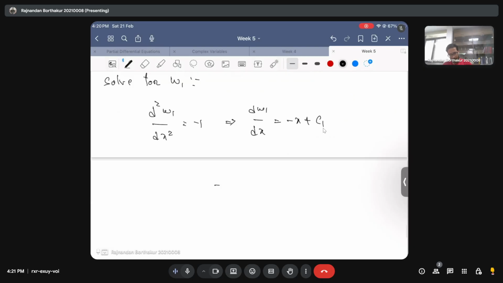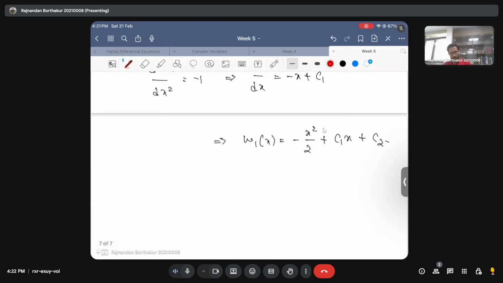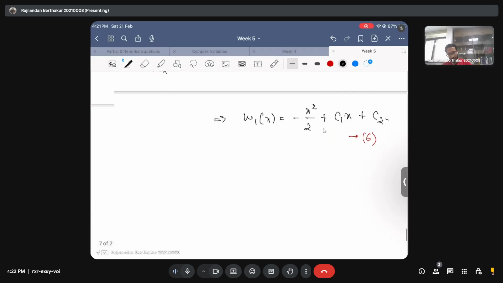And if I integrate it once again, I have W1, which is just a function of x, as minus x squared by 2 plus c1x plus c2. Okay, that's the solution for W1. Maybe I'll write it as 6. Now I need to evaluate these constants c1 and c2, for which I'll use the boundary condition.